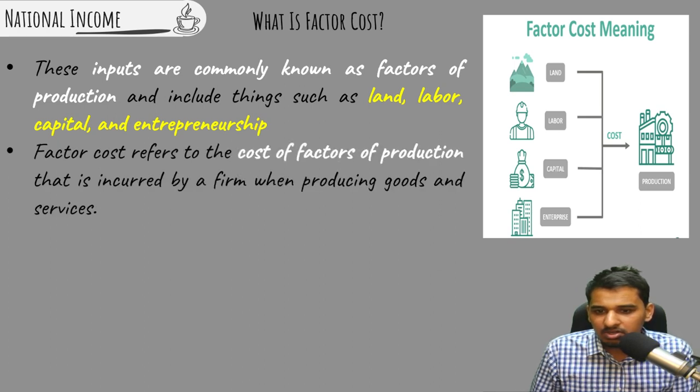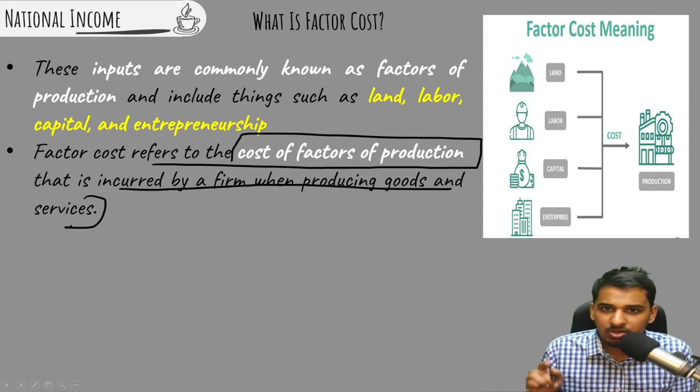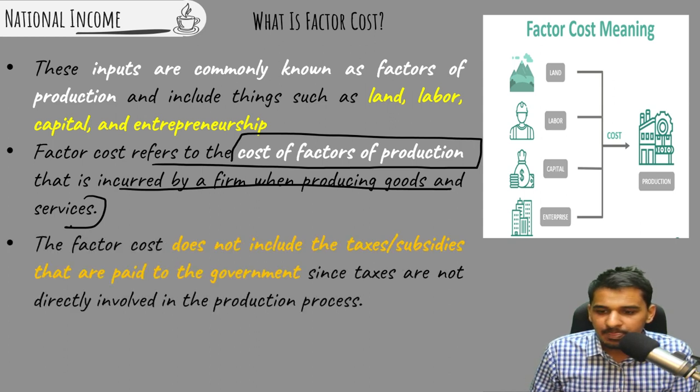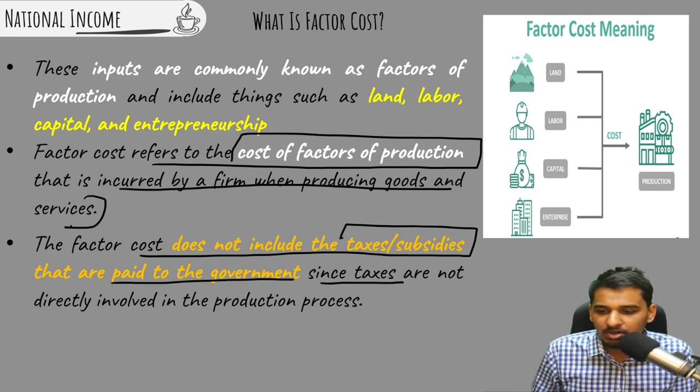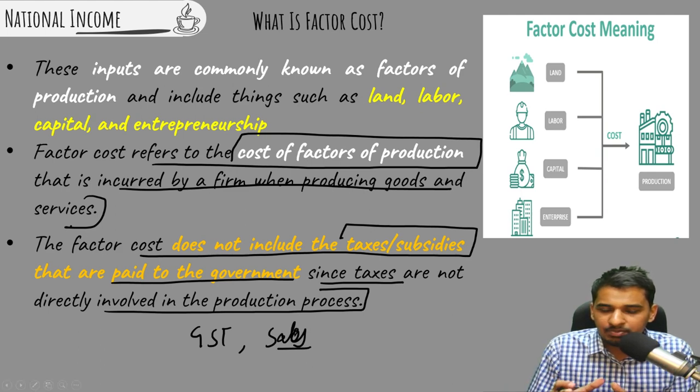Factor cost refers to the cost of factors of production, the cost that is incurred by a firm when producing goods and services. Only the cost on factors of production. The factor cost does not include taxes or subsidies that are paid to the government, since taxes are not directly involved in the production process. Taxes such as GST or sales tax are not included because these taxes are added after the product is produced.